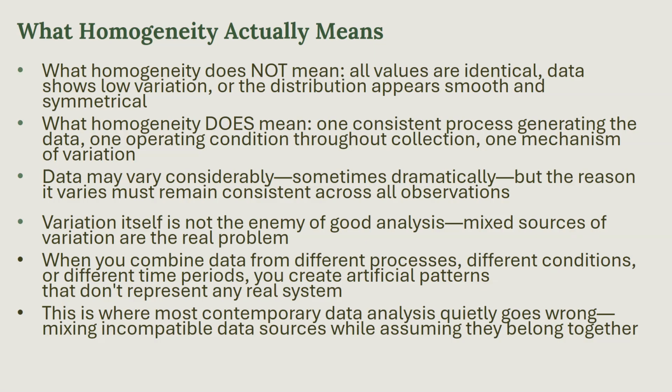Homogeneity does not mean all values are identical or that the data shows low variation. It means there is one consistent process generating the data, with one operating condition and one mechanism of variation. The data may vary, but the reason for variation must remain consistent. Combining data from different sources creates artificial patterns that do not represent any real system.